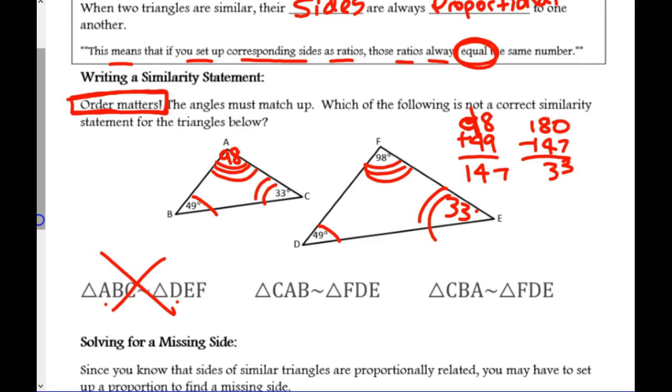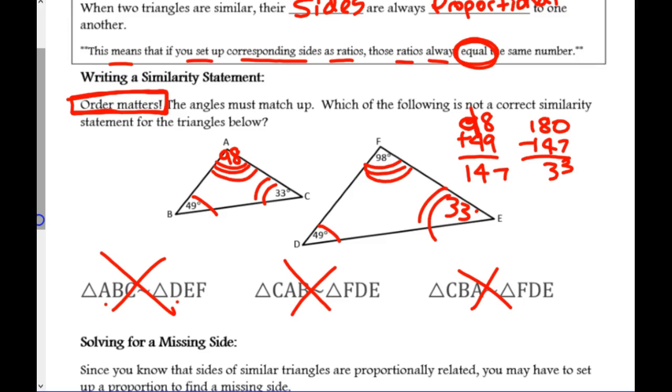Now CAB is 2, 3, 1. FDE is 3, 1, 2. No, that doesn't work either. What about CBA? CBA is 2, 1, 3. FDE is 3, 1, 2. Well, that doesn't work either.